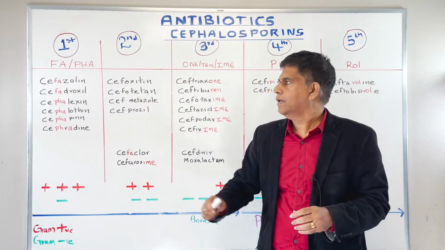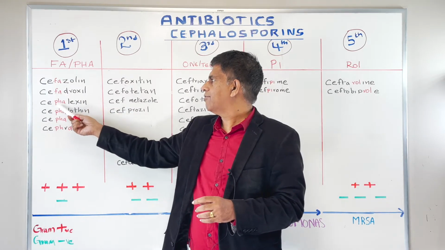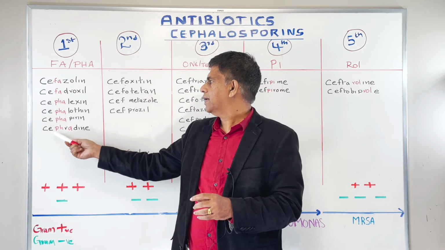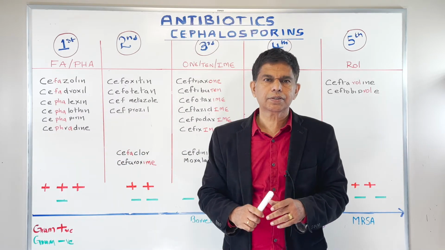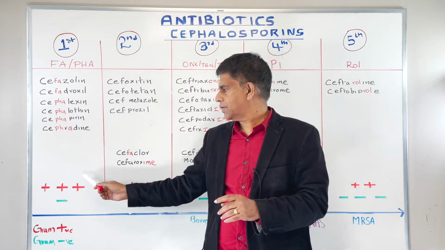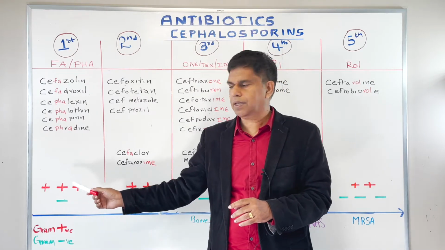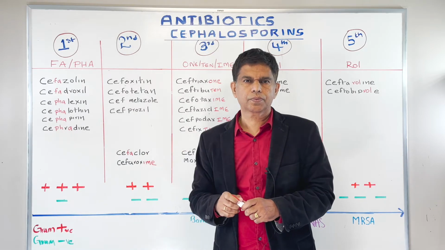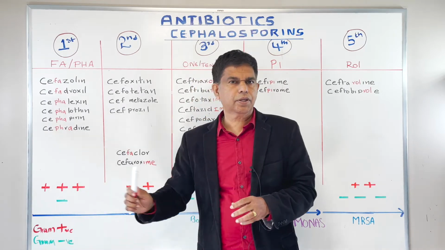Remember that. When you talk about cefazolin, cefadroxil, cephalexin, cephalothin, cefapirin, and cephradine, those are the first generation cephalosporins. When you talk about the first generation, look at the gram-positive coverage. They have pretty good gram-positive coverage, but the gram-negative coverage is very low. So you can use some of them when gram-positive coverage is good enough.